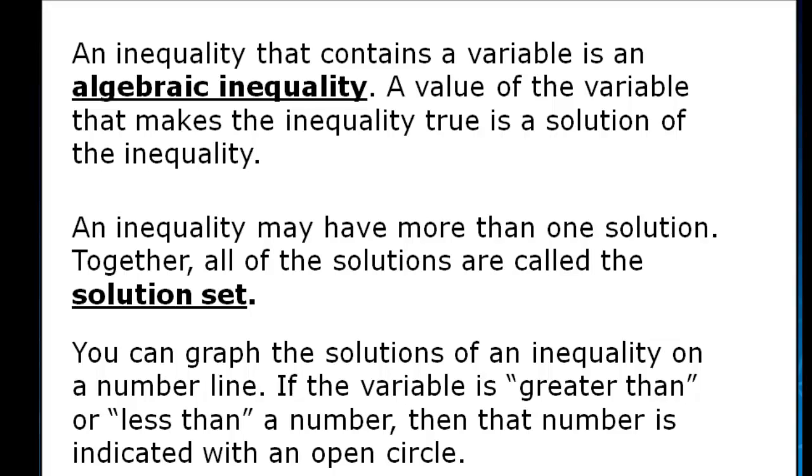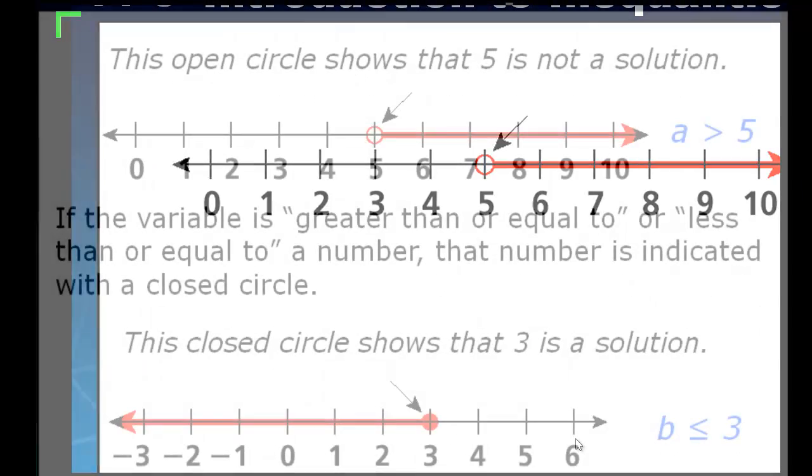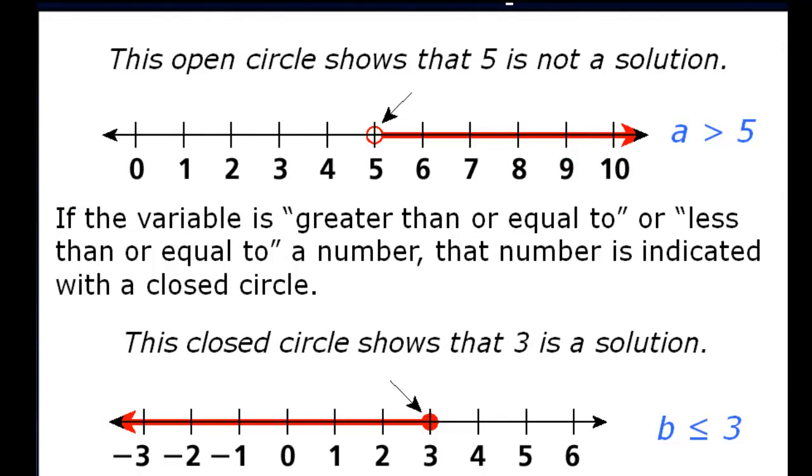So when we graph the solution on a number line, where the variable is greater than or less than a number, we come to the number and circle it. Then we go to greater than or less than. Like this one, we have an open circle on 5. That means 5 is not with us. The solution may be 5.1, 5.11, 5.2, 5.3, but not exactly 5. Okay?